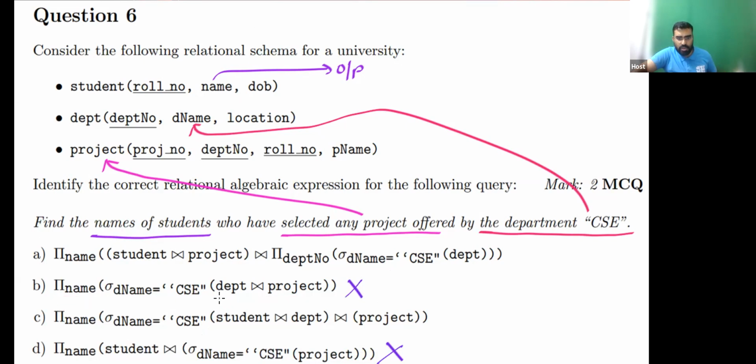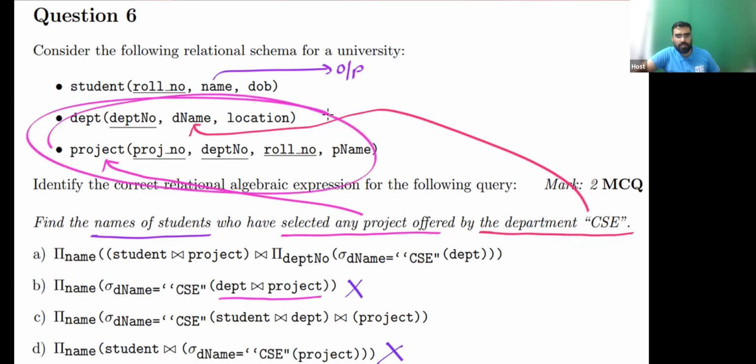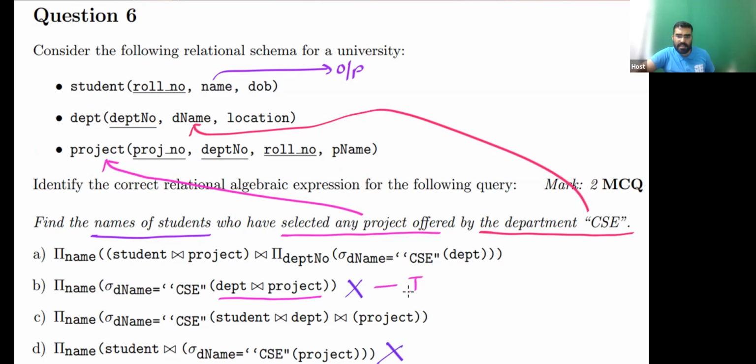If you do the natural join of these two, can you project name? Is there any attribute with the name in these two tables? So there is no. Okay, so I can say this is an illegal query. Yes or no? This is an invalid query.